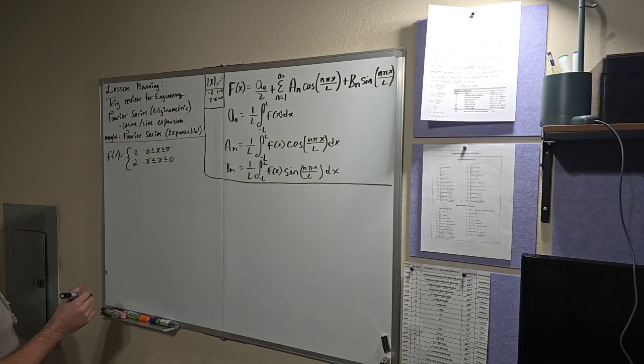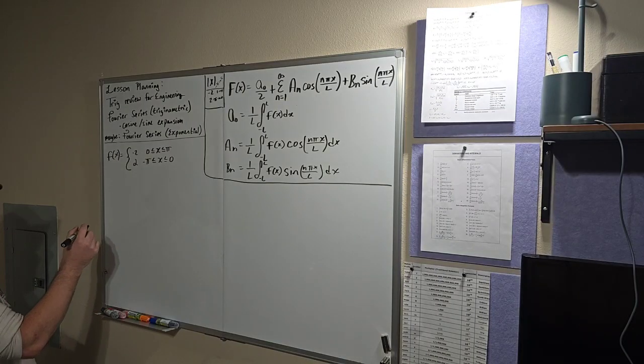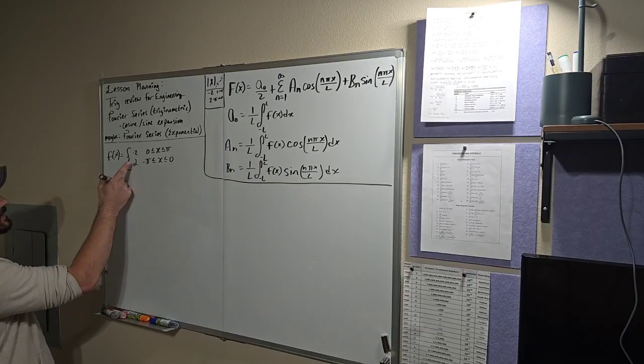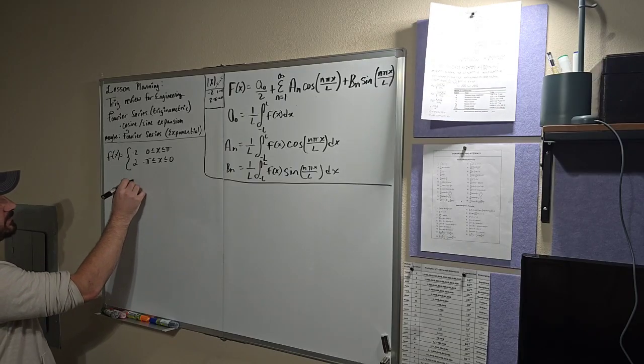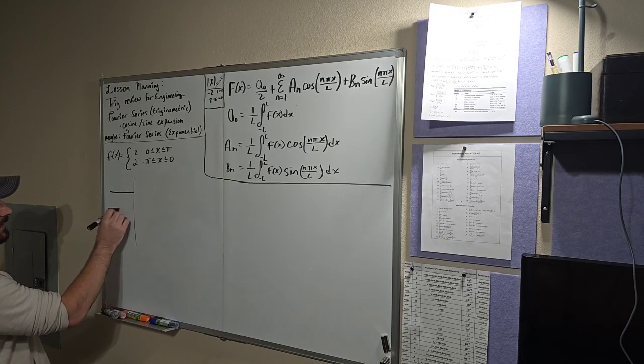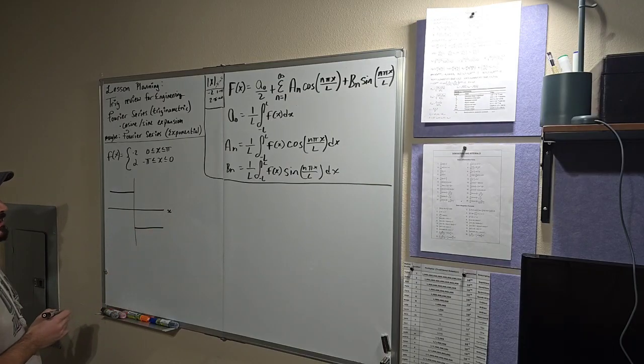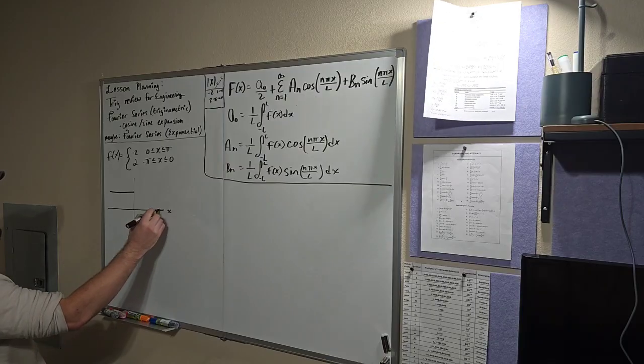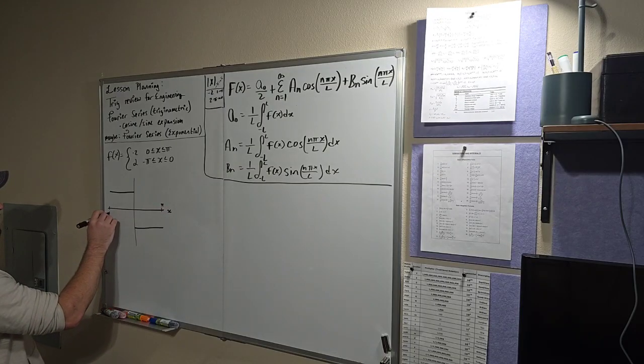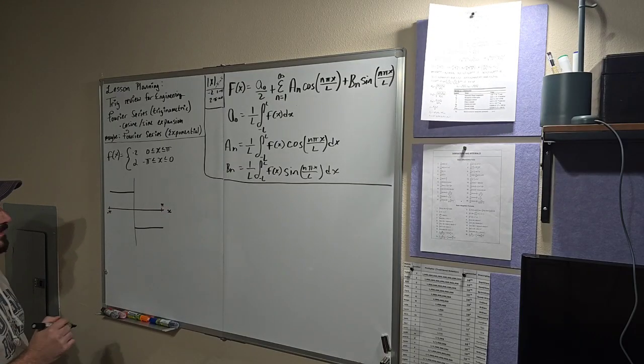Okie doke. So there's some things we need to figure out real quick before we start. So we know that this function is defined as positive 2 up to 0, and this is my x-axis. And then we know it's defined as negative 2 from 0 to pi. So we'll call that pi, we'll call that negative pi. It's okay if it's not perfect, this is just for our visual.